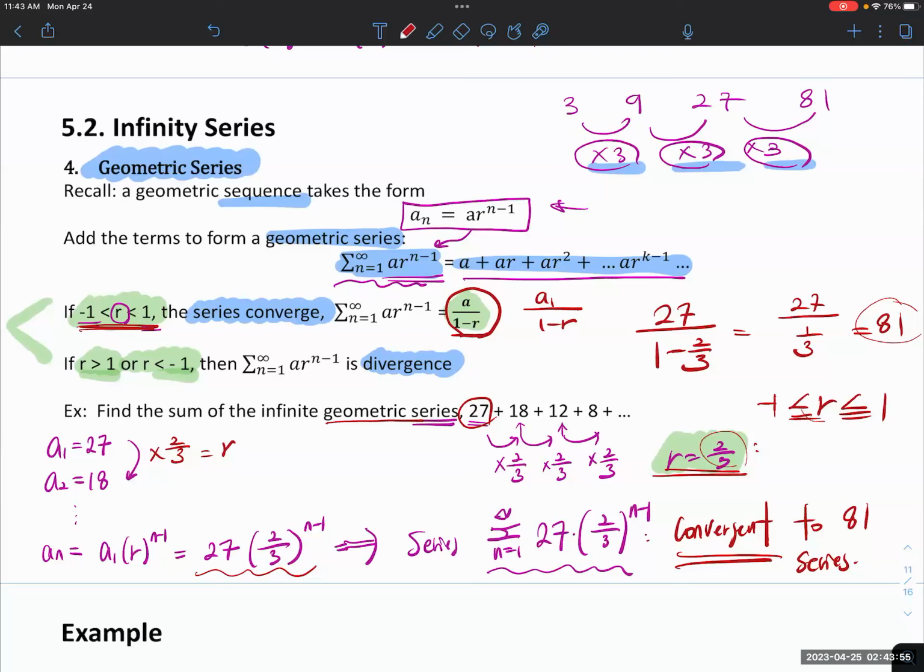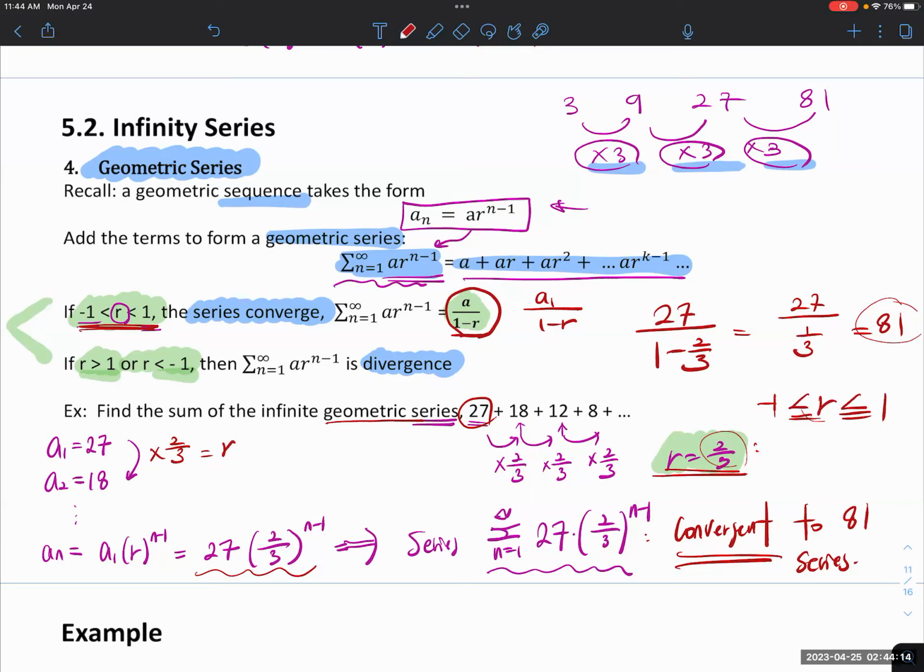Okay, so I want to do just one more example. Can you guys show me your thumbs up? Are you guys okay? So one more example of the geometric series. If you got that one, are you guys happy? I hope this makes sense to you.